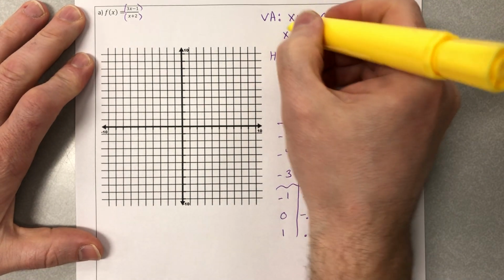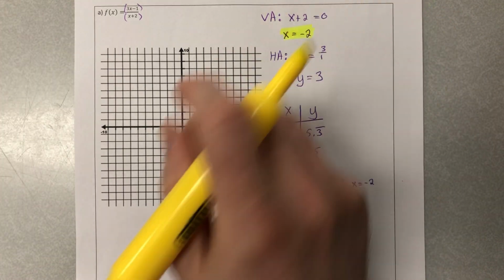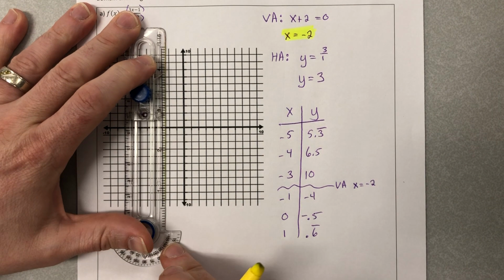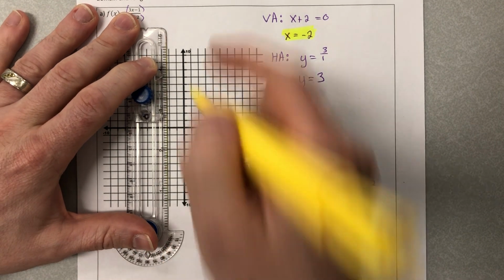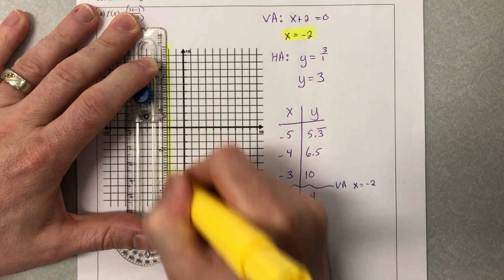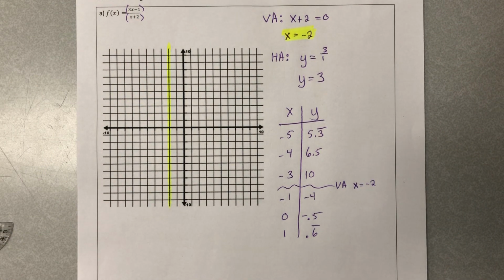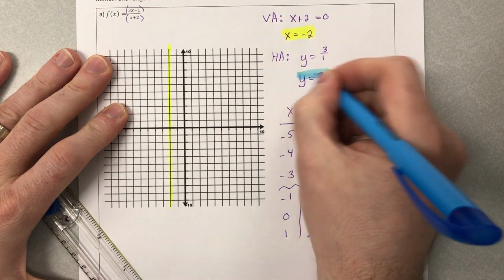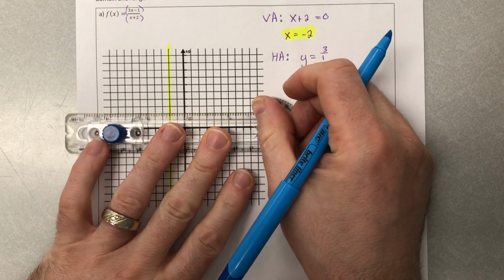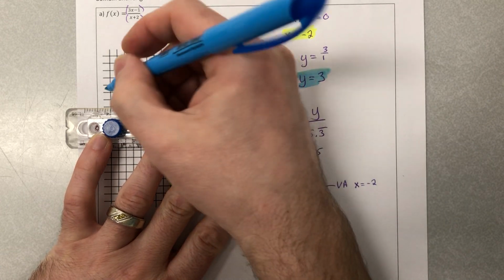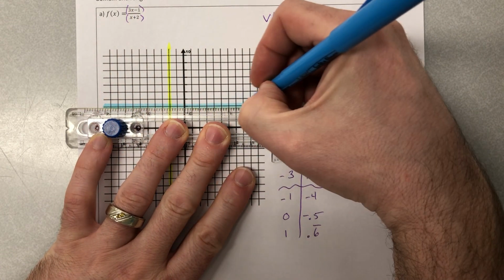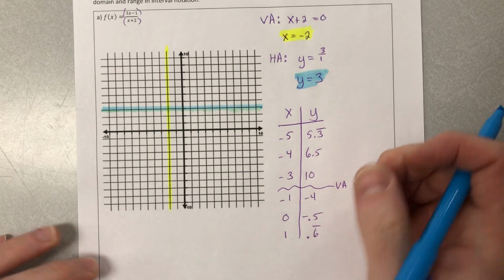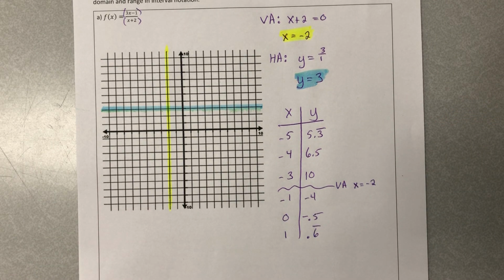So we go to graph them now. We're going to draw in our vertical asymptote here at negative 2. All right. We're now going to draw in our horizontal asymptote at y equals 3. And then we're going to plot our branches like we would and connect them.